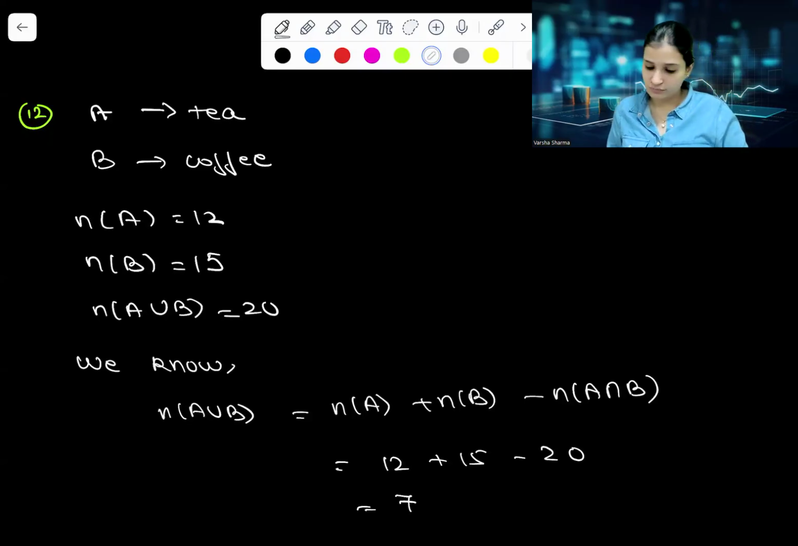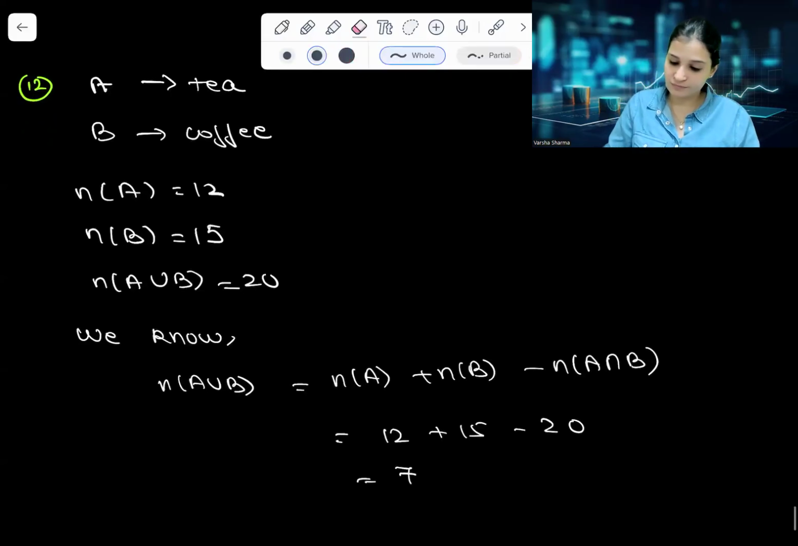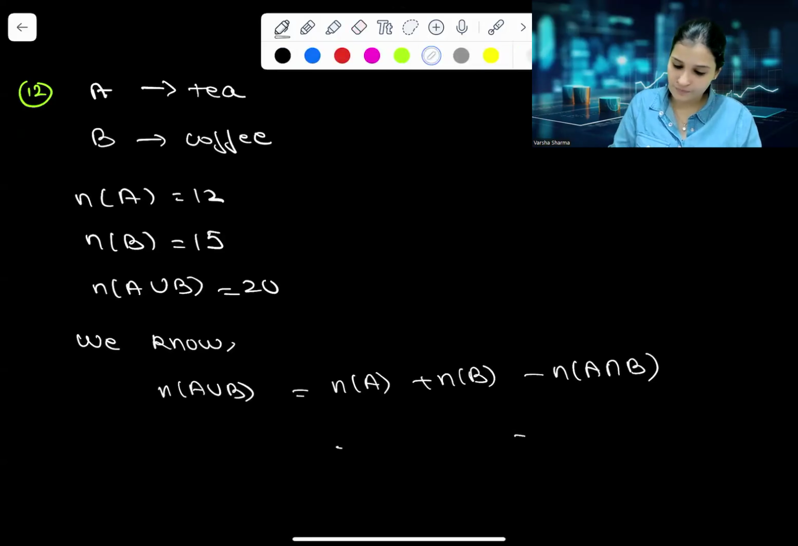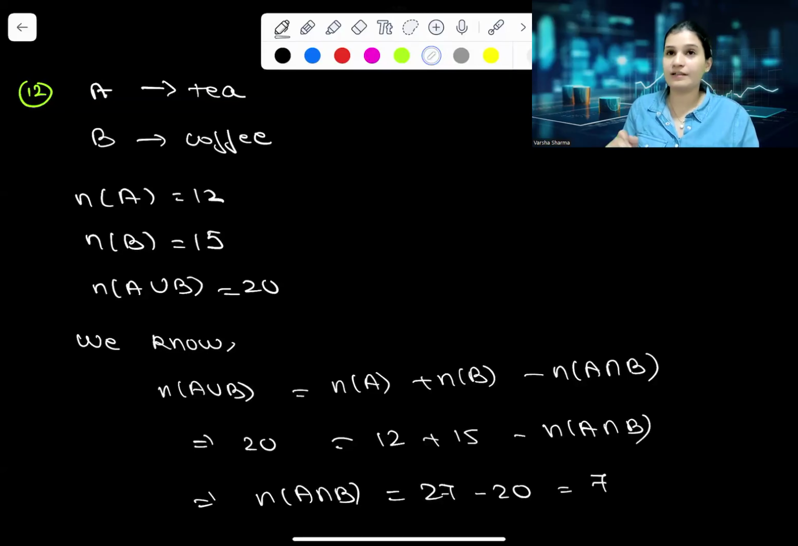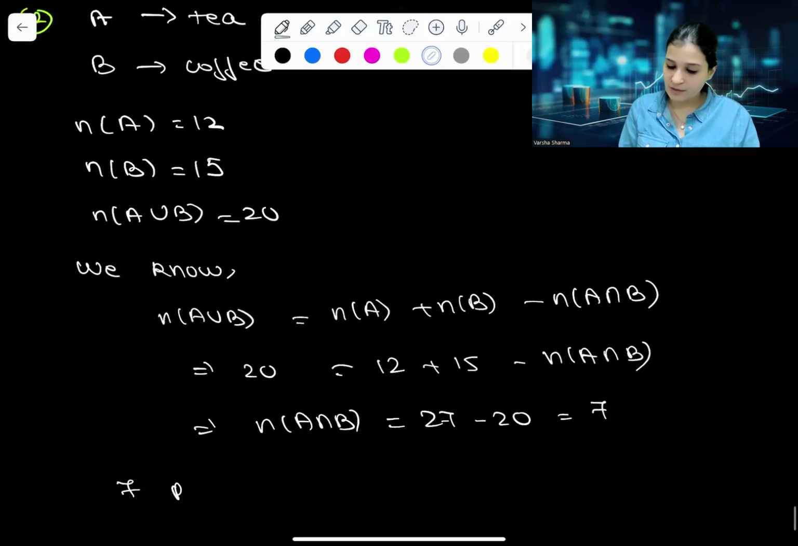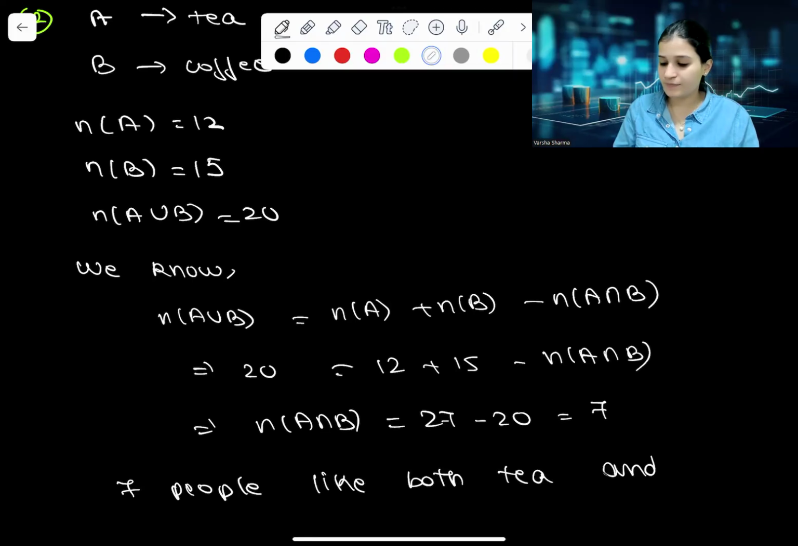Yes. So my fault. This is 20. 12 plus 15 minus intersection. So N of A intersection B is 27 minus 20, so 7 people like both. Intersection is both, right? 7 people like both tea and coffee.